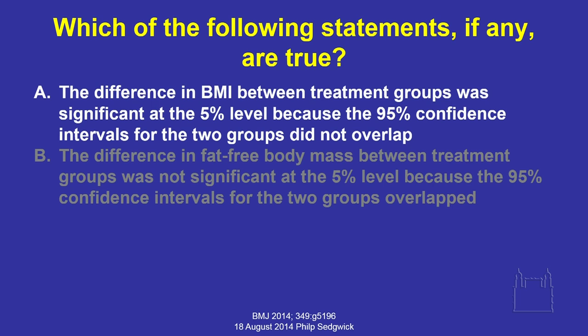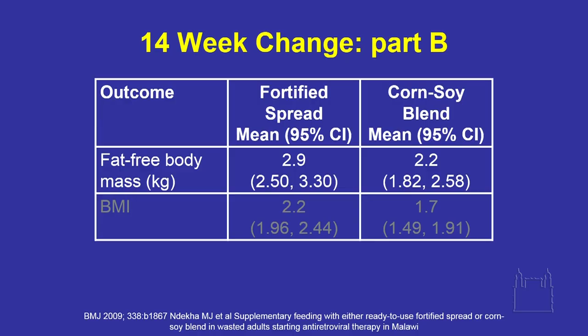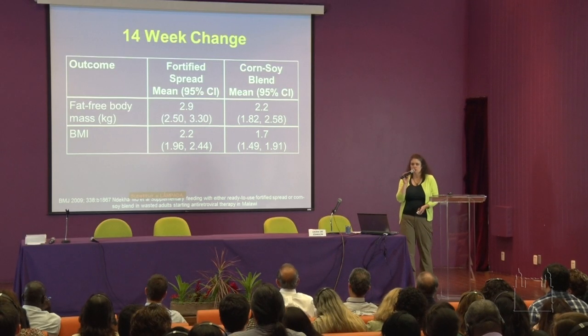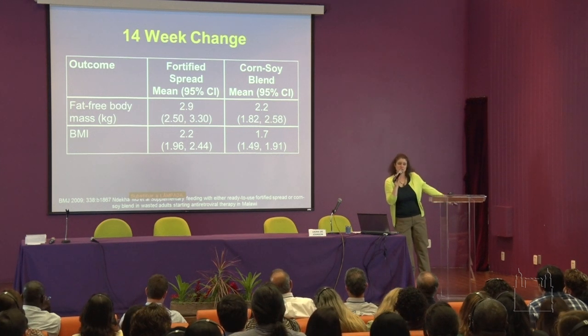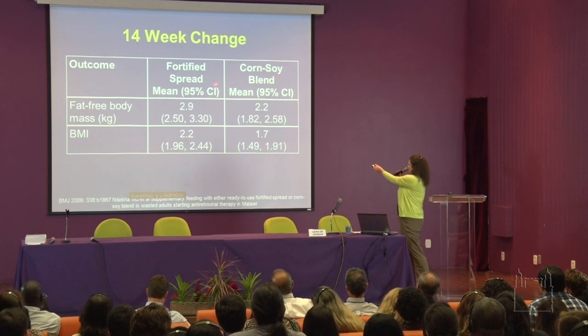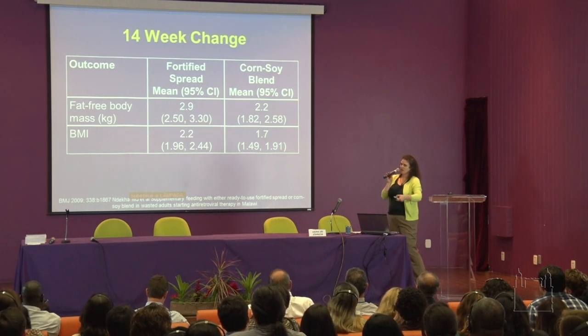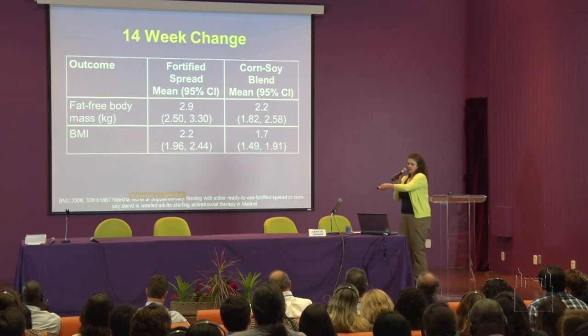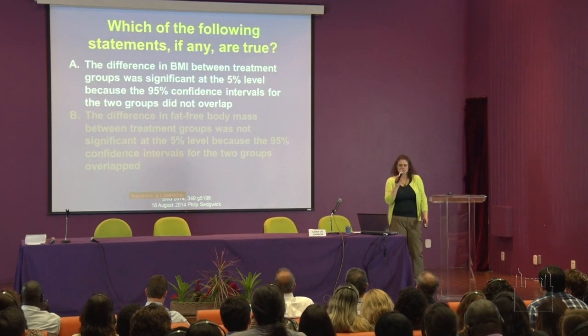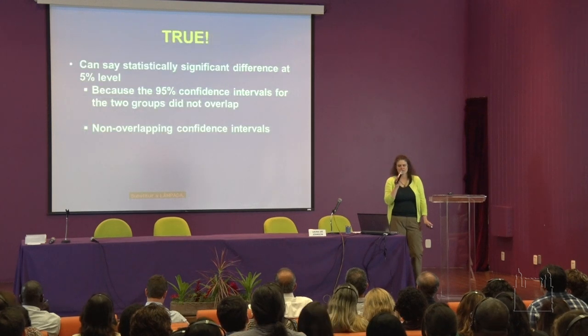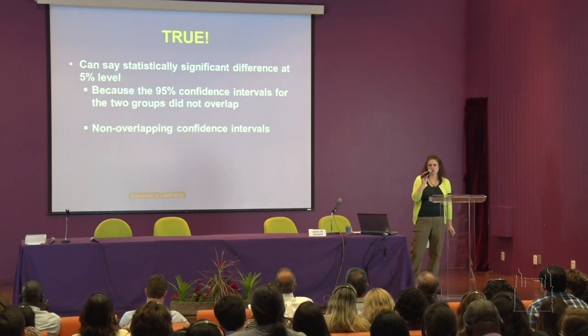So, the difference in BMI between treatment groups was significant at the 5% level because the 95% confidence intervals for those two groups did not overlap. True or false? For BMI, where we have no overlap, raise your card if you think they are statistically significantly different, these two groups on BMI. And now I've scared you. If the confidence intervals do not overlap, in fact, you can say you have statistical significance, as long as this is a 95% confidence interval, my alpha was 0.05. So as long as those match up, I can say at the 5% level, in fact, I do have statistical significance. So it's true. Non-overlapping confidence intervals, you're okay.